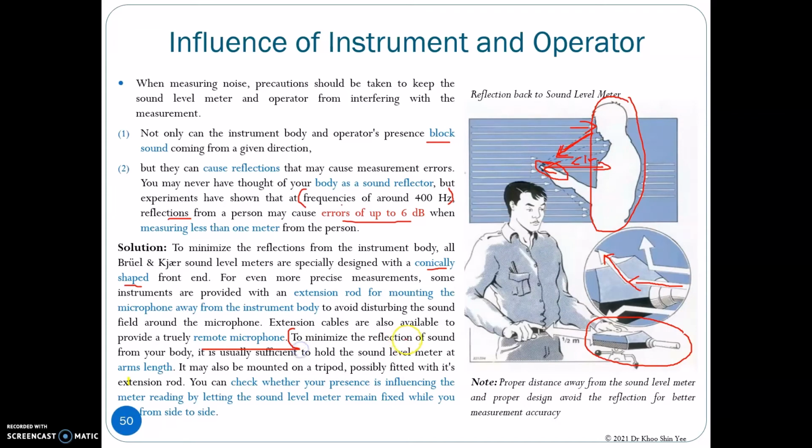To minimize the refraction of the sound from the operator's body, it is usually sufficient to hold the sound level meter at arm's length. You can check whether your presence is influencing the meter reading by letting the sound level meter remain fixed while you move from side to side. For more precise measurement, we can consider using an extension rod or extension cable to realize a remote microphone. In summary, proper design of the sound level meter as well as proper distance away from the sound level meter is needed in order to avoid refraction for better measurement accuracy.